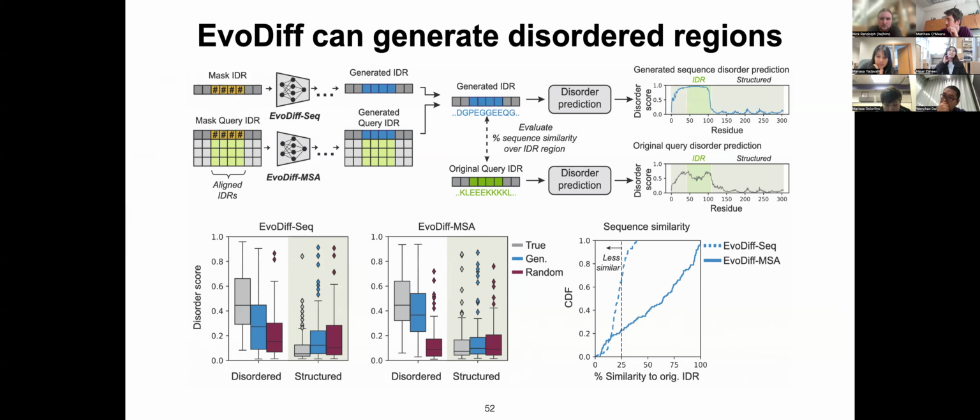However, what we find is that while EvoDiff-seq is able to generate new IDR regions that are quite dissimilar from the original protein sequence, EvoDiff MSA tends to generate things that are quite a bit more similar. So in general, they're something more akin to scrambling the sequence.